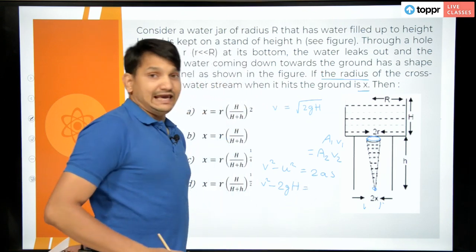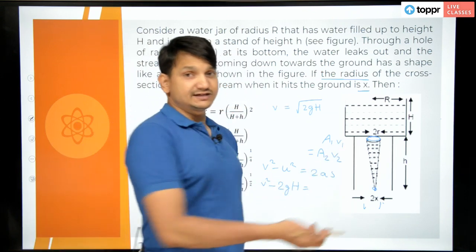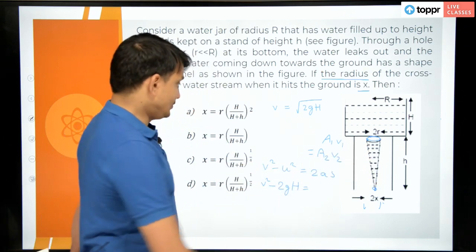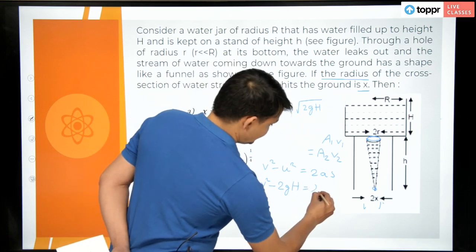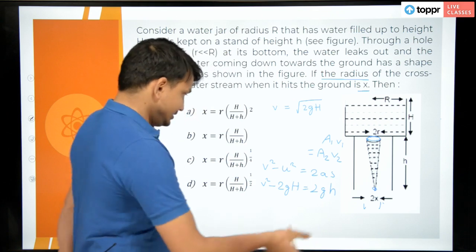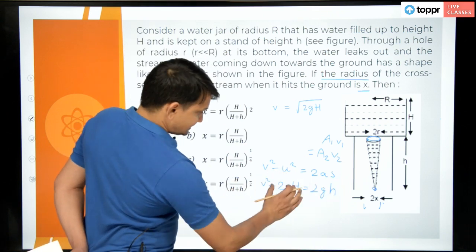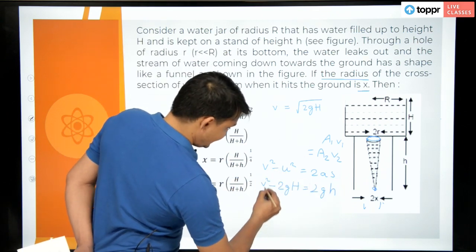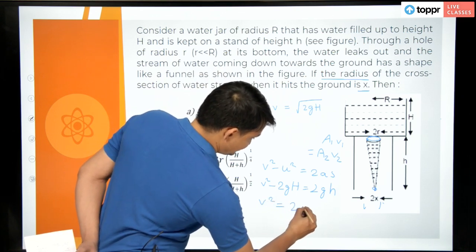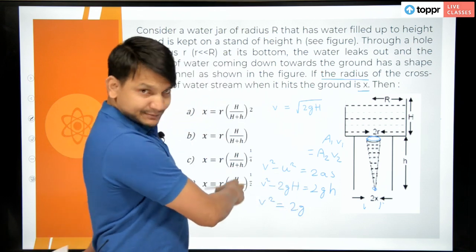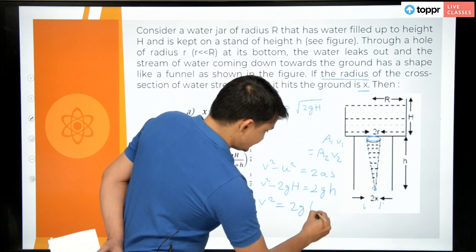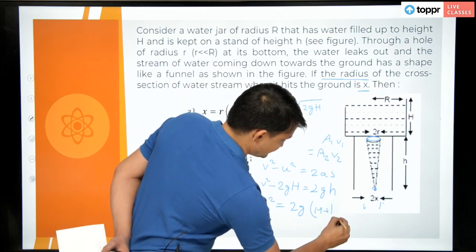Now 2as: the acceleration is g and s is the height, smaller h, so 2g small h. Taking this here, we get v squared equals 2g times capital H plus small h.